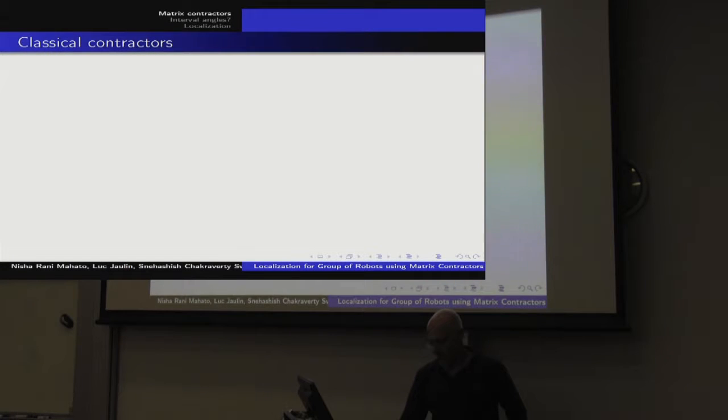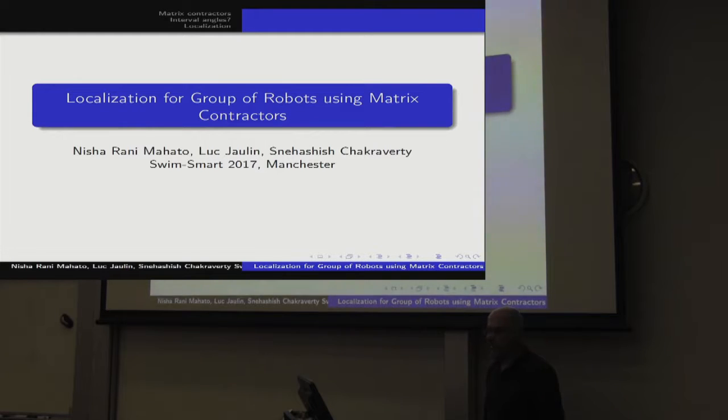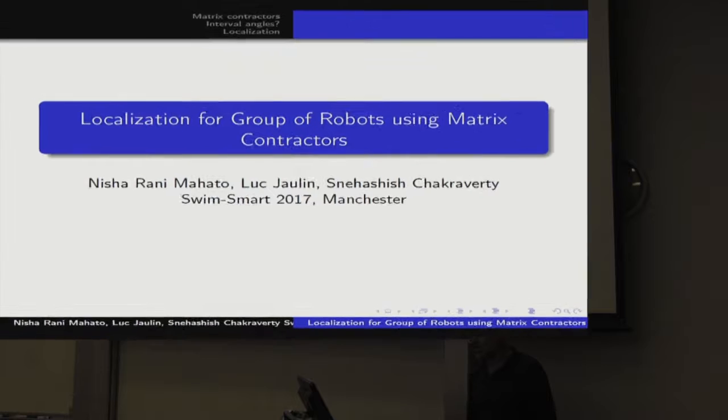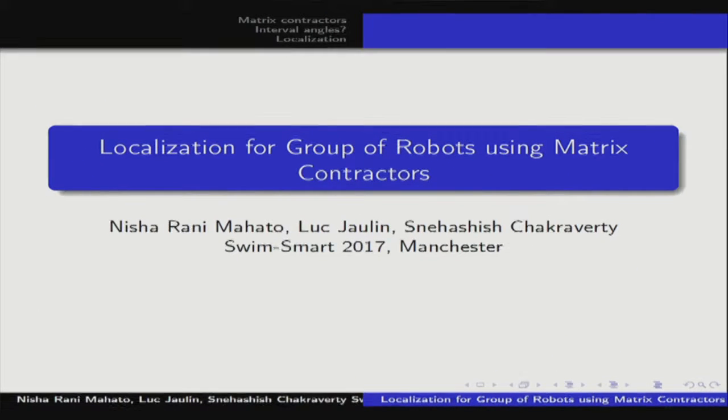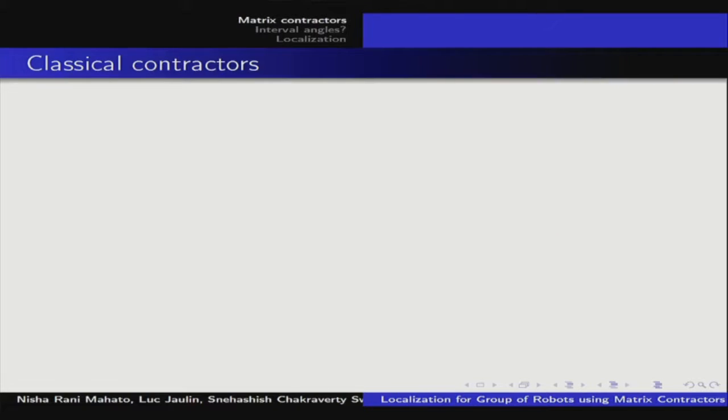Okay. So this work is done by Nisha Rani Marco. She was not able to come because of visa problems, so I will try to do my best to explain what she has done. It's about the localization of a group of robots using matrix contractors. I will try to introduce the classical contractors first, and after explain what we mean by matrix contractors.